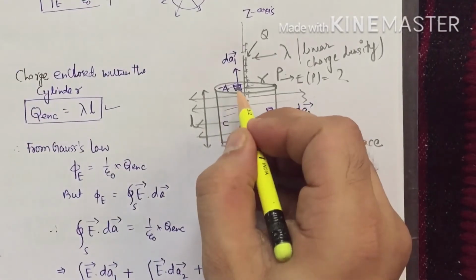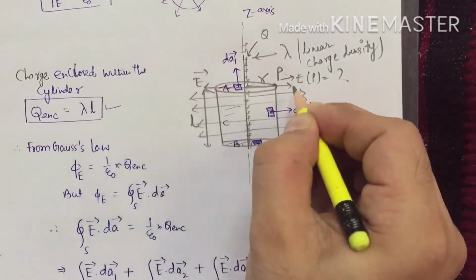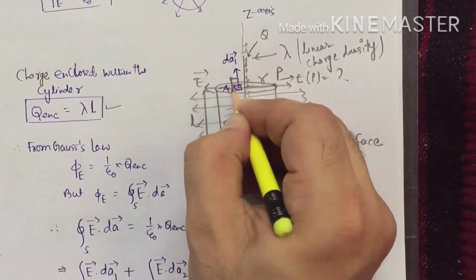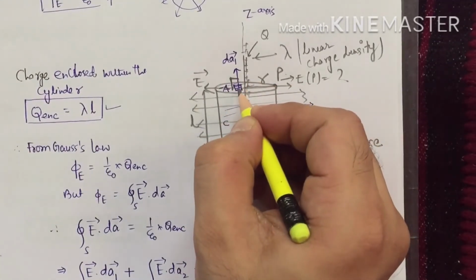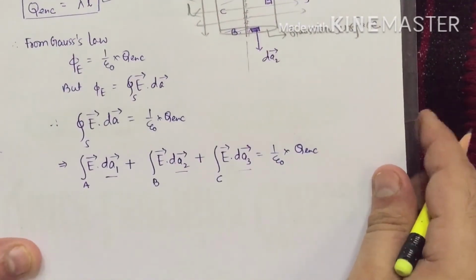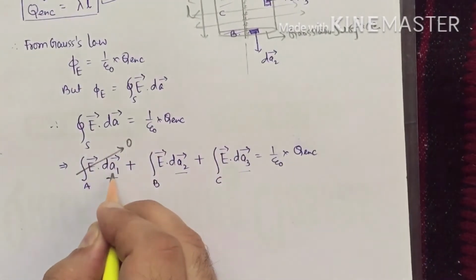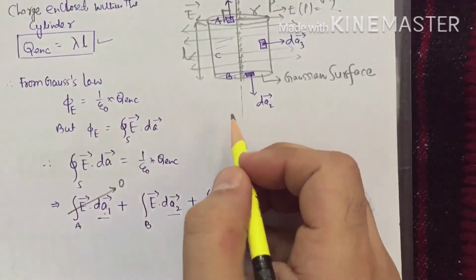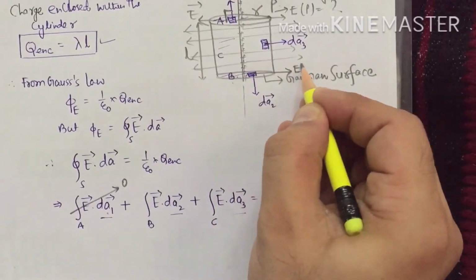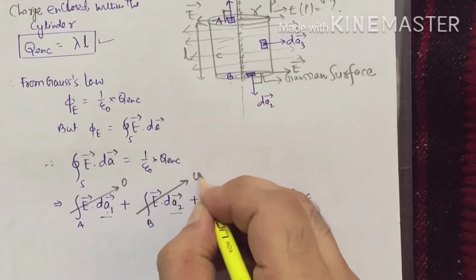Now for the surface A, we can see the electric field lines and the area vector dA1 are perpendicular. So the angle between the electric field vector E and the area vector dA1 is 90 degrees. Therefore this term goes to 0, as the dot product of two perpendicular vectors is 0. Similarly, for lower surface B, again the electric field E and area vector dA2 are perpendicular, so this term again goes to 0.